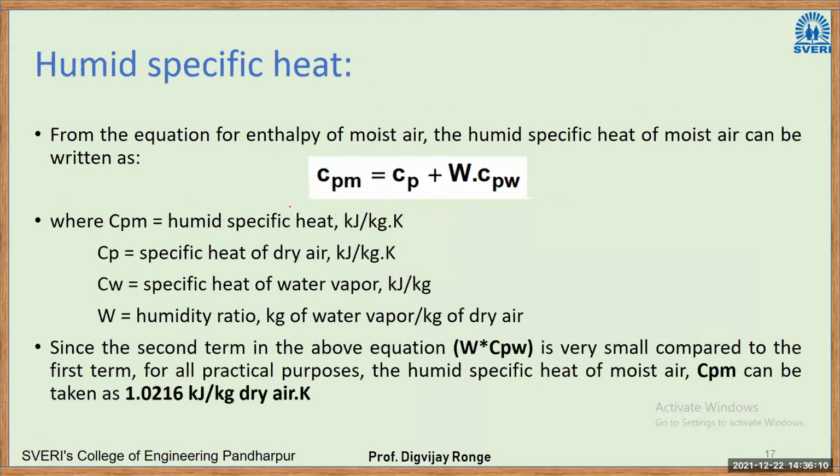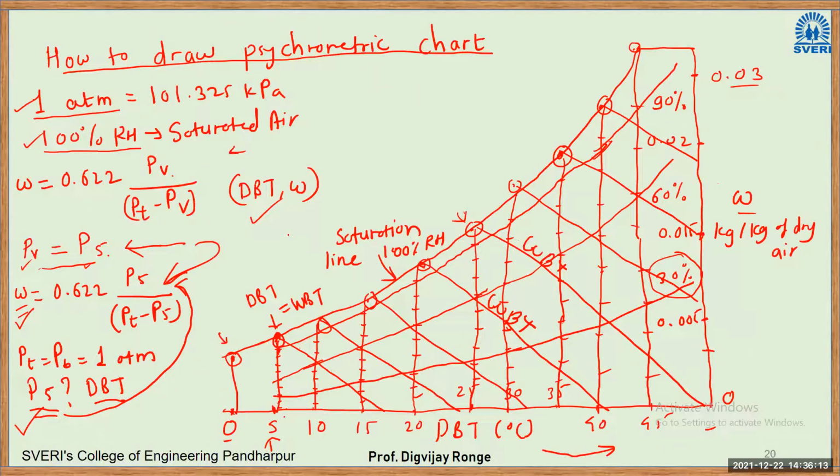So what I will do is take a temperature value, let us say 15 degrees Celsius. For that, I will take the PSAT value from the table and put that value in this formula, replacing PV by PSAT. I will obtain the specific humidity value. So for 15 degrees Celsius, I know the value of specific humidity. Then I will get an intersection point. Like that way, I will change.